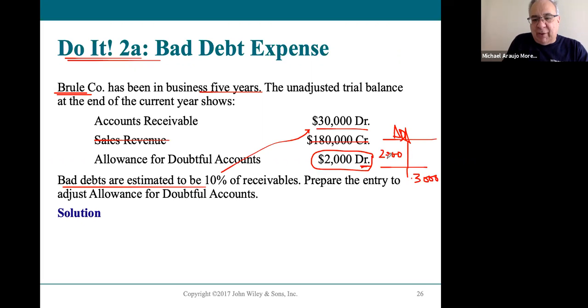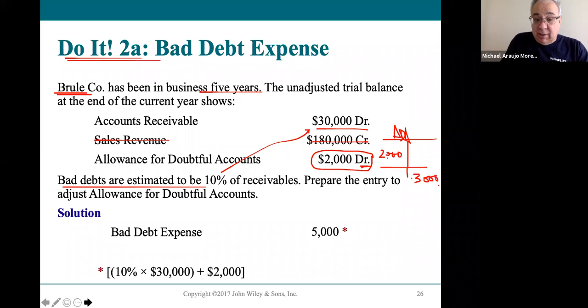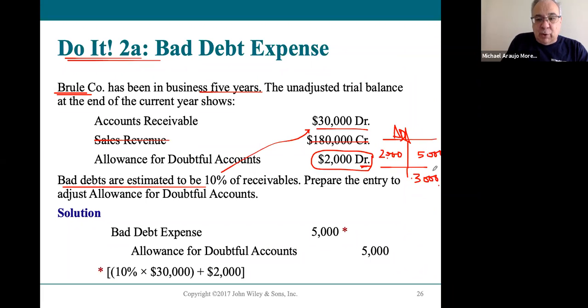So how do you get from a $2,000 debit to a $3,000 credit? Well, it's a big number, 5,000. A $5,000 adjustment is going to get you there. So your bad debt expense for that year will be $5,000. Your allowance for doubtful accounts will need a credit for $5,000 to move you to your preferred $3,000 balance that you wanted. Again, there's already a balance in there that you have to take into account.